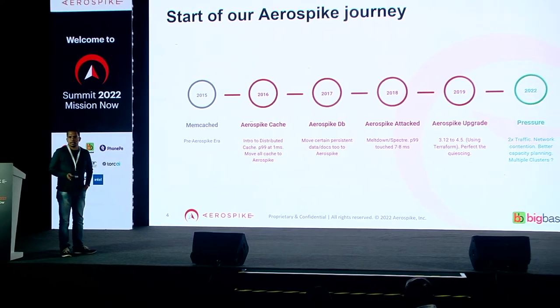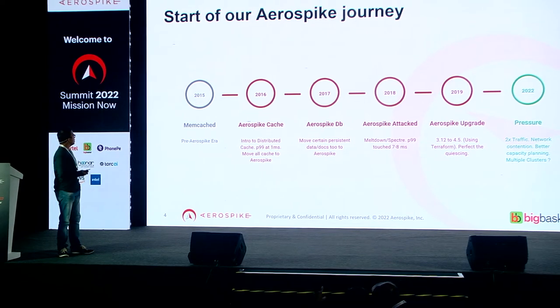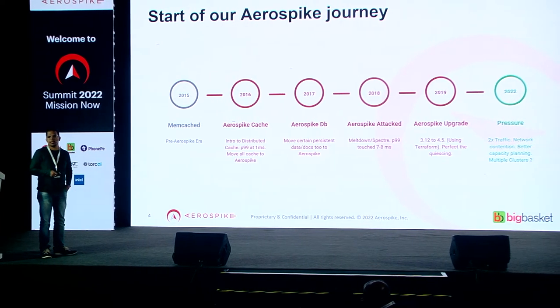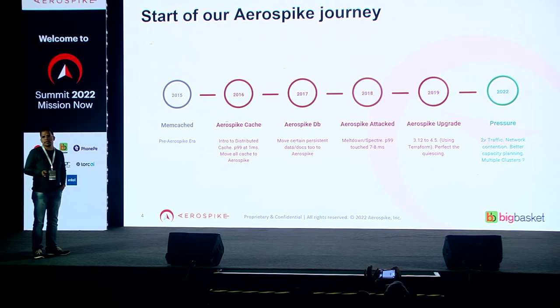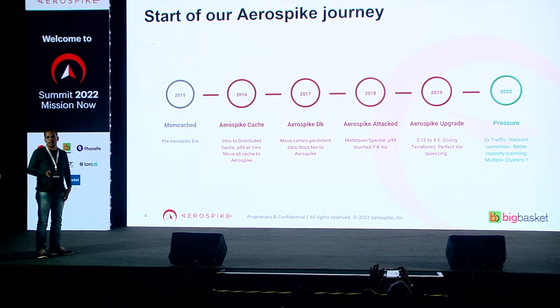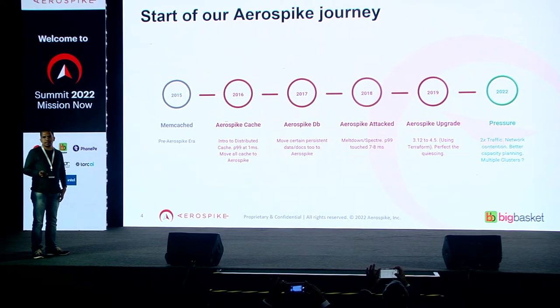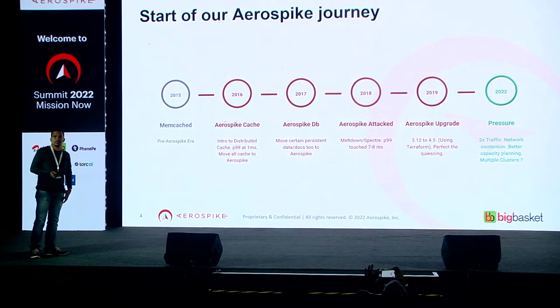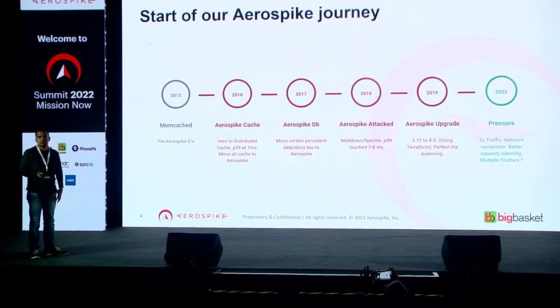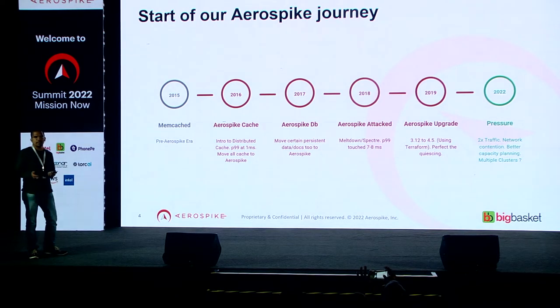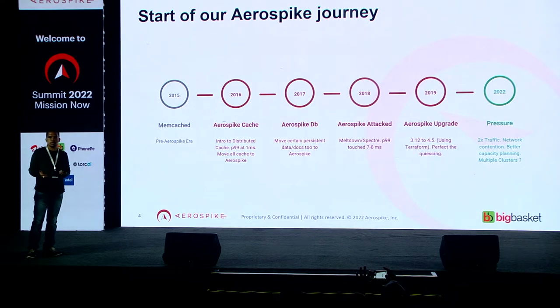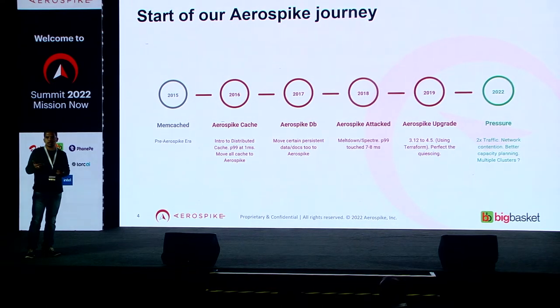This is our Aerospike journey, starting with 2015, which is the pre-Aerospike era, I would say. We were using Memcached and a little bit of Redis earlier. After that, in 2016, that's when we wanted to go down the path of having a distributed caching solution. With respect to the cache, for many of the different workloads, we wanted to have very realistic real-time data being shown to the end users.